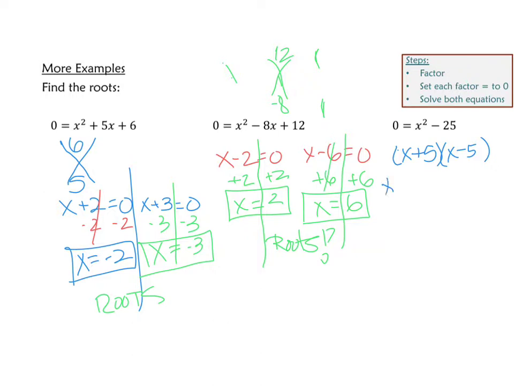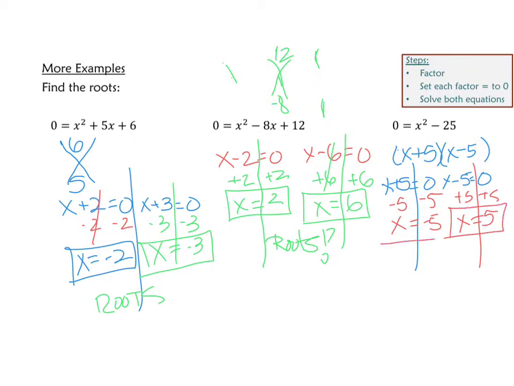So x plus 5 equals 0. x minus 5 equals 0. How do I solve this? Well, x plus 5 equals 0. I subtract my 5 from each side, and I get x equals negative 5. On the other side, since it's a minus 5, I add 5. And my answer then becomes x equals 5. Negative 5 and positive 5 are my roots.